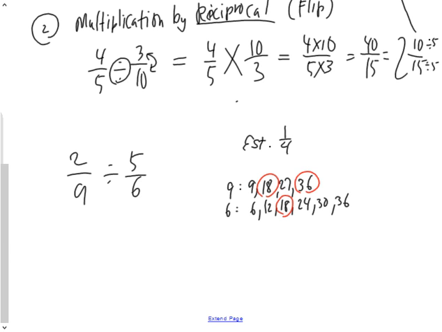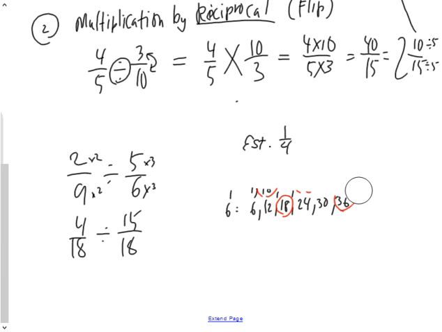I could also use 36 if I wanted to. The only difference would be I'd have to reduce my fraction. So 18 is the lowest common denominator and therefore the easiest number to work with. So I put 18 over 18. The equivalent fraction to 2/9 is 4/18. The equivalent fraction to 5/6 is 15/18.